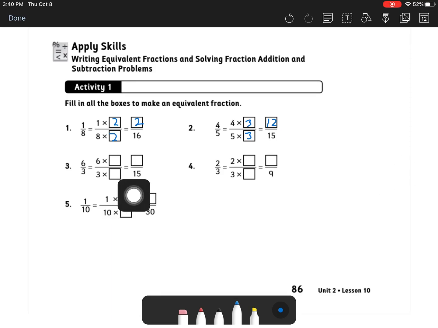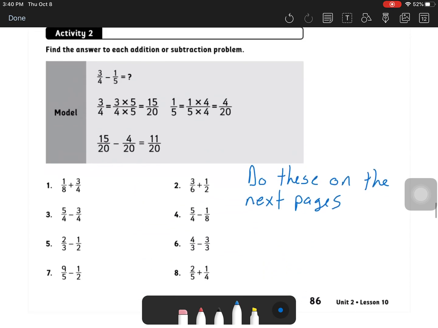And next one, we got 3 times what is 15? That would be 3 times 5, so we have to do 5s top and bottom. So we get 6 times 5 is 30. And next one, 2 over 3, so we take 3 times what to get 9? That would be 3 times 3. 3 in the top and the bottom, so 6/9 and 2/3. And I think we already did this one, but so 3 times 3. 3 over 30, same as 1 over 10.